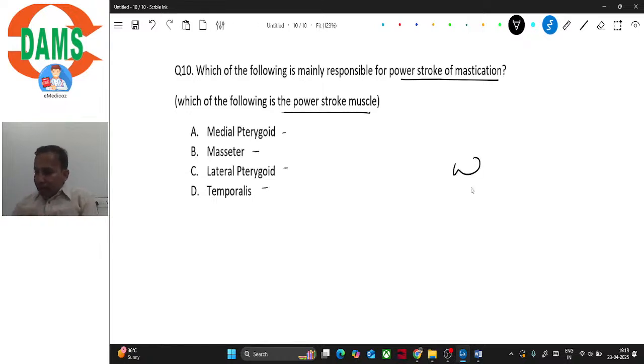So let's say this is the working side and this is the food in between, and this is the mandible, isn't it? So once the mandible is elevated and it comes in the first contact, right? There is a contact of the teeth with the food in between.